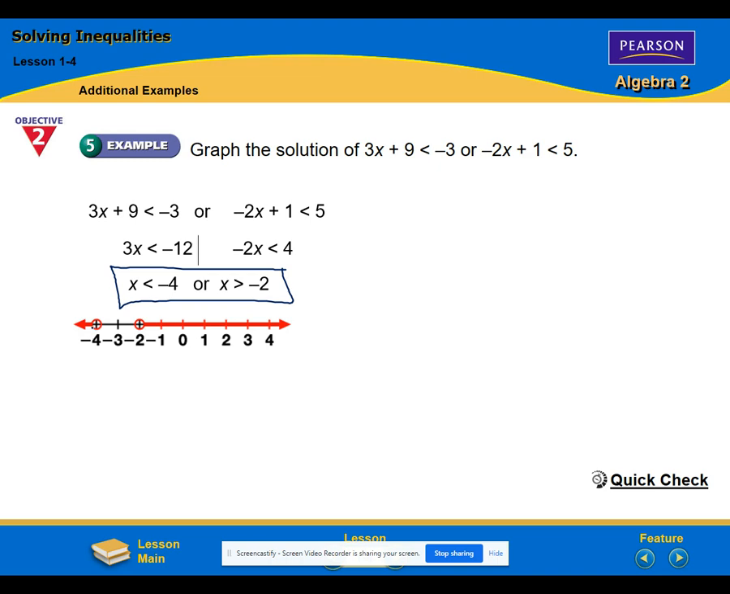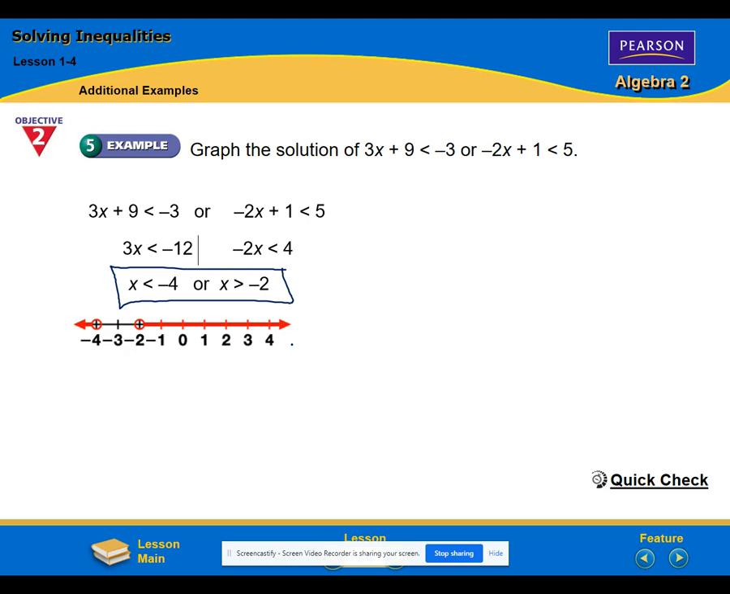And this is typically the way it happens. The and situation, they're coming together on a segment. And on the or situation, they're going apart. There are always exceptions to this, but by and large, this is what happens. And x is less than negative 4, open circle going to the left like they're showing, or x is greater than negative 2, open circle going to the right.